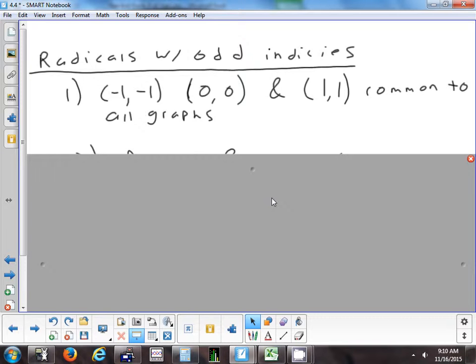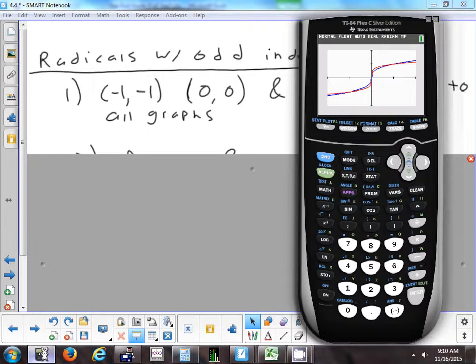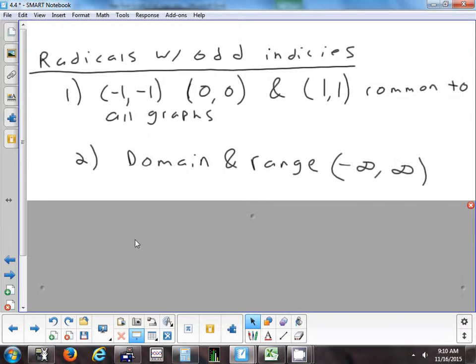Okay, and next thing we'll look at the domain and range. Okay, look at the difference between that and even roots. Okay, and the domain and range, quite a bit different, and Taryn already said something about it going left and right forever. So what's my domain here? All reals. Yep, all reals. What about my range? All reals. It's going to go up and down and left and right forever.